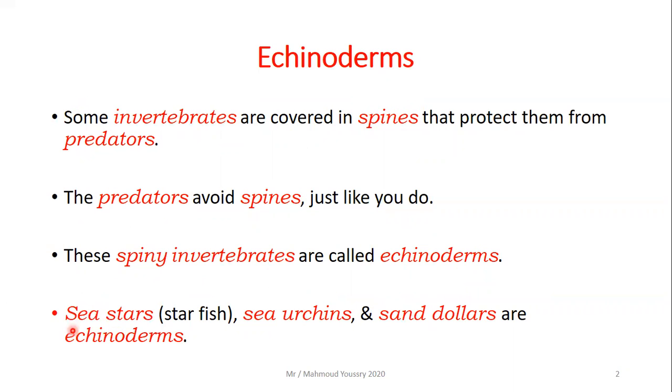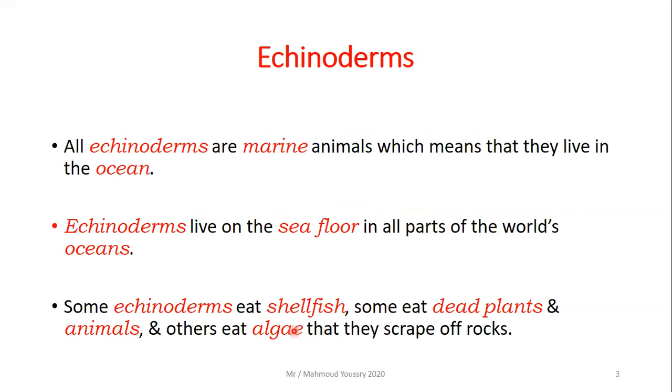Some examples of echinoderms are sea stars or starfish, sea urchins, and also sand dollars. All echinoderms are marine animals, which means that they live in the ocean.